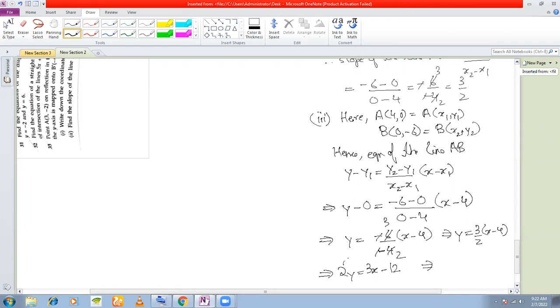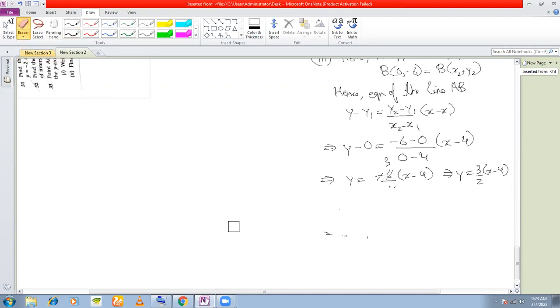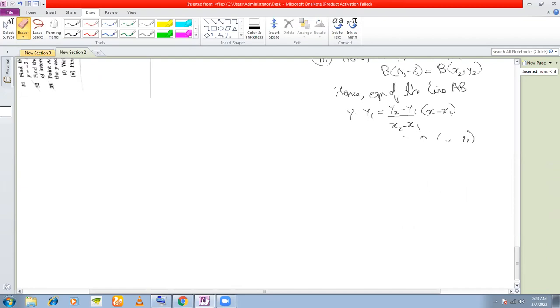Now you take y on this side, you write 0 is equal to 3x minus 2y minus 12. That means the required equation of the line is 3x minus 2y minus 12 is equal to 0. That is the required equation of the straight line. That completes the third part also. Let's move on to the next question.